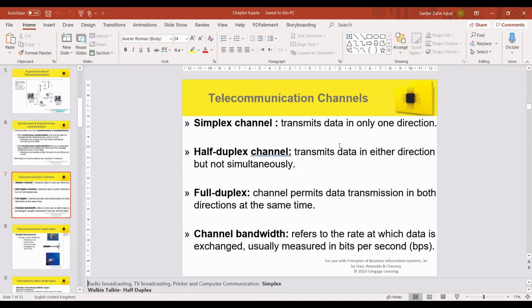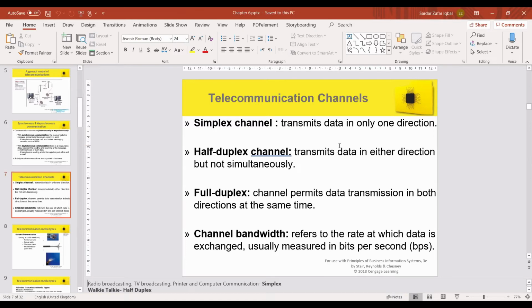A good example is radio broadcasting. You know the radio? When you turn on the radio, you only listen. They are just broadcasting, right? TV broadcasting, printer and computer communication. You just give the command to the printer. This is one-side communication. Data transmits only in one direction. Did you get this, guys? Any question, any confusion regarding the simplex channel?